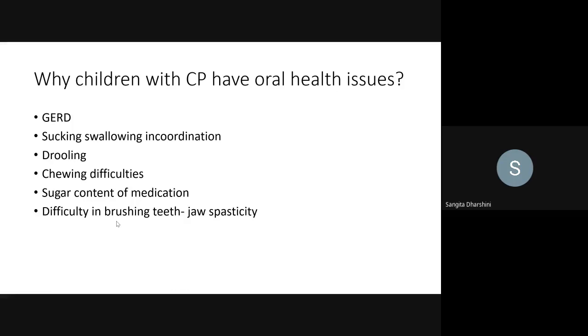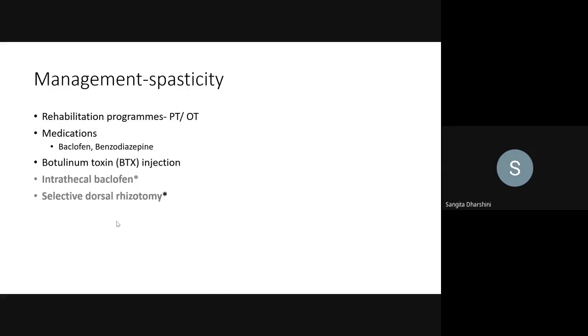So briefly, I'll just speak on what we do as neurologists for spasticity. These kids are usually in a rehab program with a dedicated physiotherapist and an occupational therapist. Sometimes we use medications to reduce their spasticity. In cases of focal spasticity, we also inject botulinum toxin. Intrathecal baclofen is another way we use to reduce spasticity.